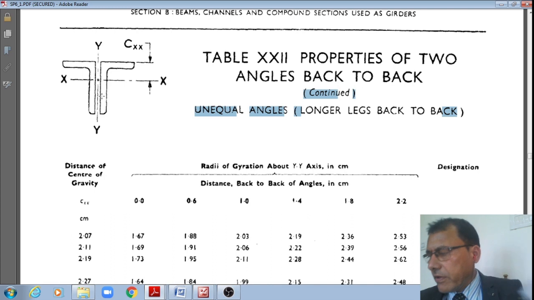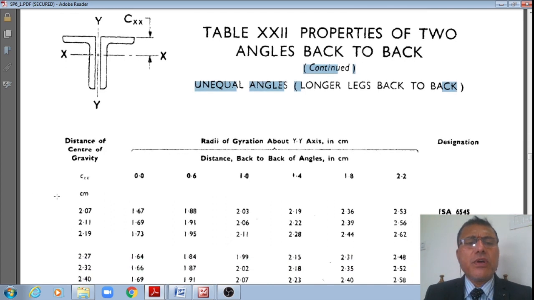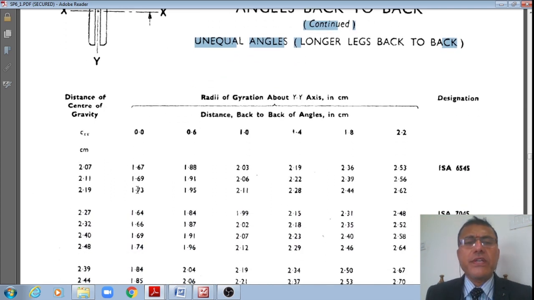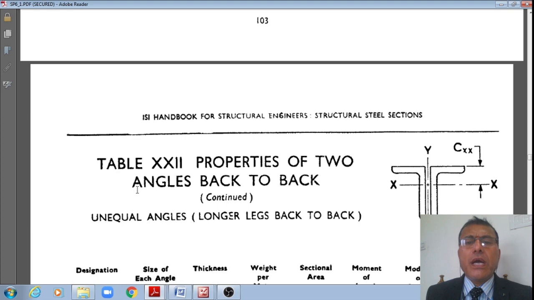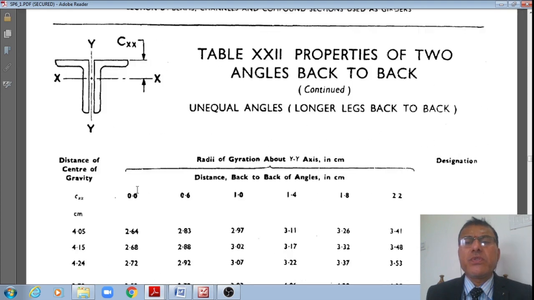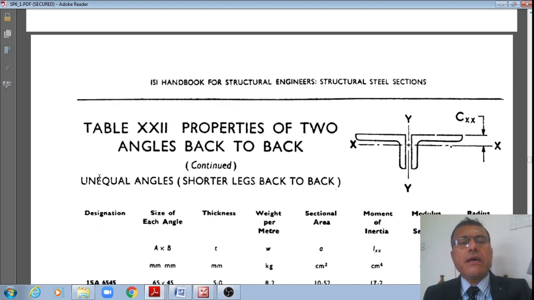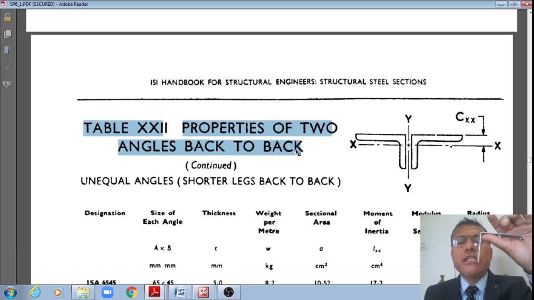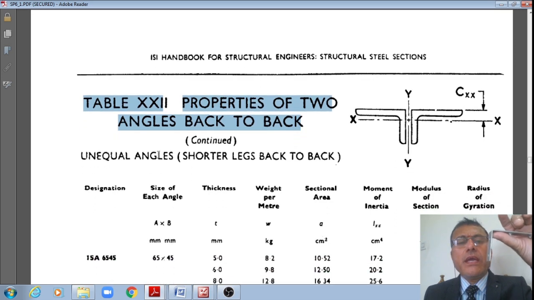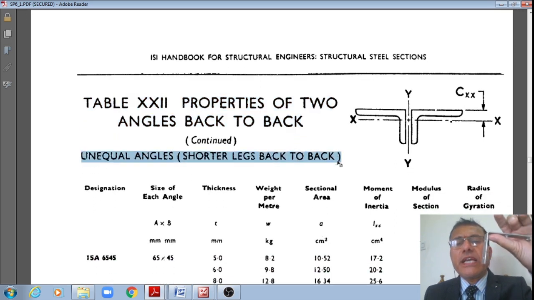Like this, right? Then, as we have discussed in the previous case, it furnishes the different section modulus, the moment of inertia, and Rxx, Ryy. All other properties you can note down as we have discussed in the previous case, right? Whereas this table 22, the properties of two angles back to back, here now has unequal angles, shorter legs back to back, right?